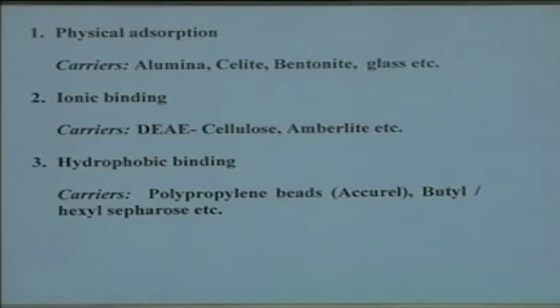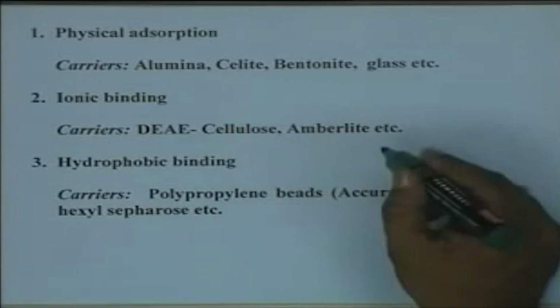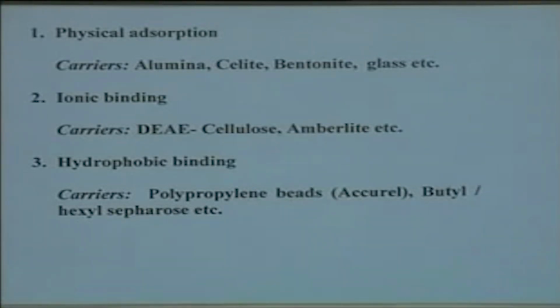and they can be used. The second method is ionic binding, where you take a tailored matrix which has a definite charge on its surface. Ion exchange reagents are the most commonly used matrices, DEAE cellulose, Amberlite, etc., which are charged particles, and based on electrostatic interaction these charged particles can bind the enzyme molecules, if the net charge on the enzyme at a particular pH is a counter charge.